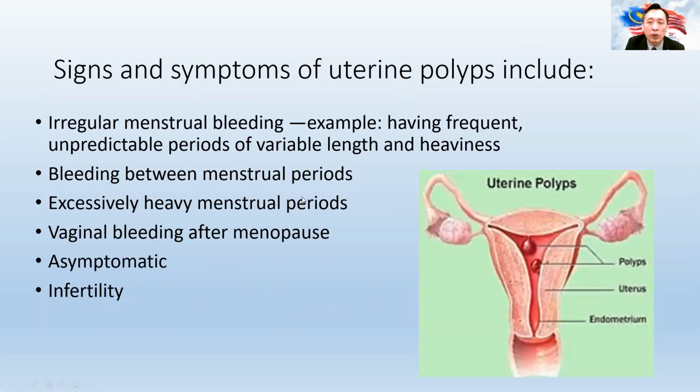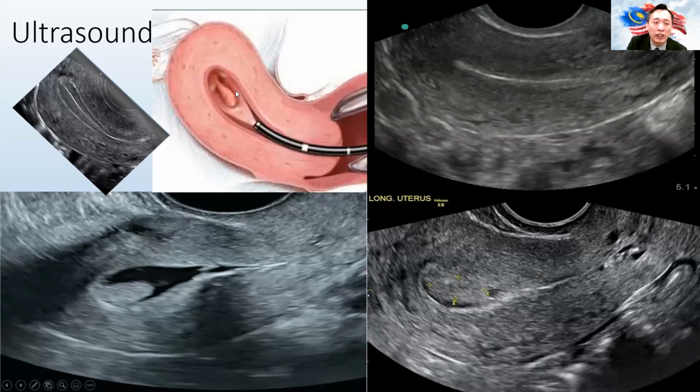So signs and symptoms of uterine polyps: irregular menstruation, intermenstrual bleeding. The menstruation is slightly prolonged and heavy, and can be excessive, with vaginal bleeding after menopause. Most of the time it's asymptomatic. Sometimes they do cause infertility because these polyps secrete some toxin, creating an environment which is not suitable for implantation. When you do an ultrasound, you can see a mixed echogenicity inside the uterine cavity, indicating it may actually be a submucosal fibroid or polyp. You can even do a saline sonography if you want.